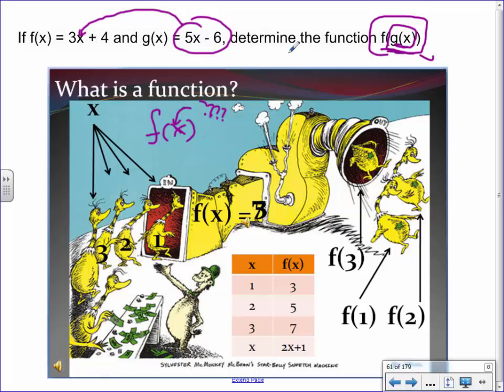And when we're done, we're going to have 3. Now, it used to be 3x plus 4, but now it's 3 g of x's plus 4. See how g of x is now in that location? But let's not write it as g of x. Let's write it as 3 times (5x minus 6) plus 4. See how this entire equation took the place of that variable?